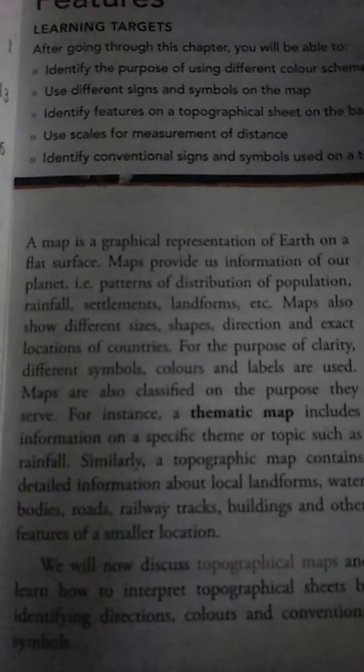So you knew that a map is a graphical representation of the earth on a flat surface, and it provides us information about our planet: the distribution of population, where which type of rainfall occurs, where settlements are, where people are staying, and what the landforms of our earth are. All these things we can find in a map. Not only this, it shows us different sizes, shapes, directions, and exact locations of countries also. For the purpose of clarity, different symbols, colors, and levels are used, that you already know.